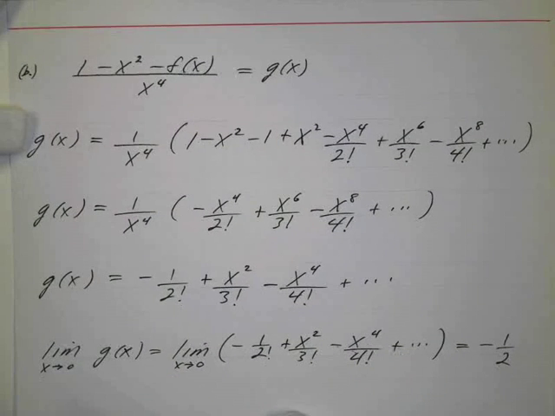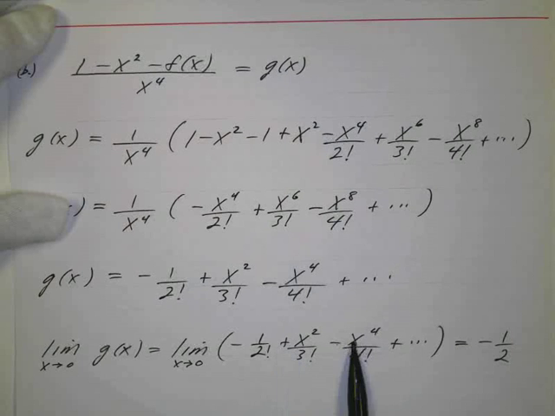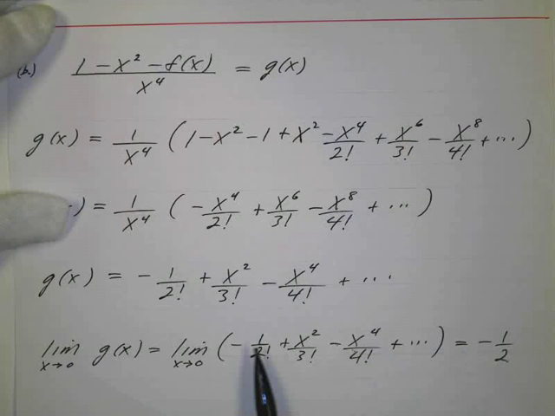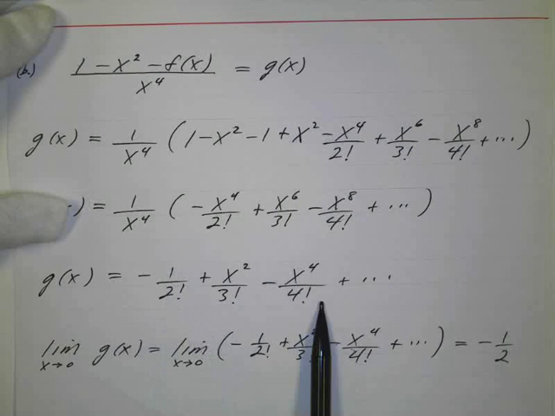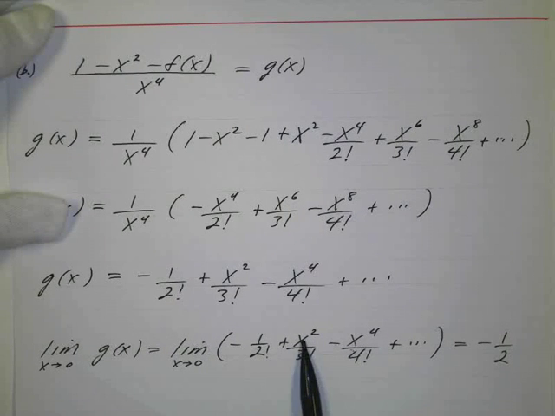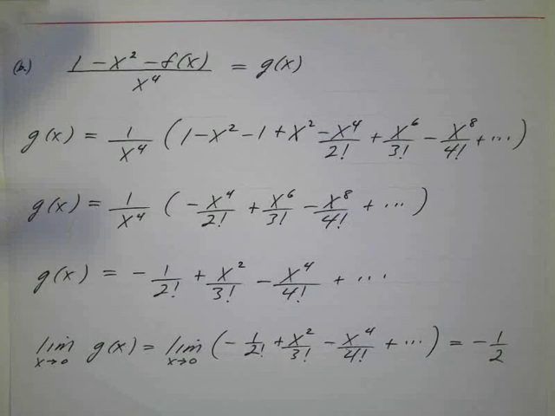Now I want to take the limit as x approaches 0. Well, notice that all these terms have an x in them except for the first term. So if I'm taking the limit as x approaches 0 of g of x, that's the limit of this. This goes to 0, that goes to 0. All these other terms go to 0 because they all have x's in them except for the first term, and that's negative 1 over 2 factorial, which is negative 1/2, so there's your limit. That's all.